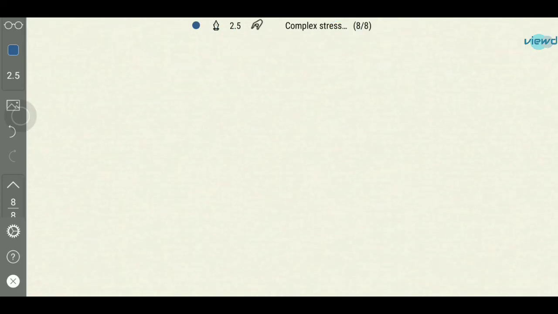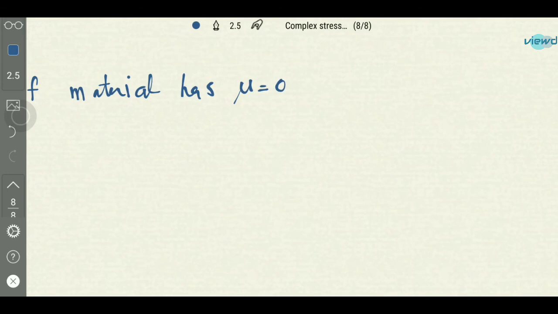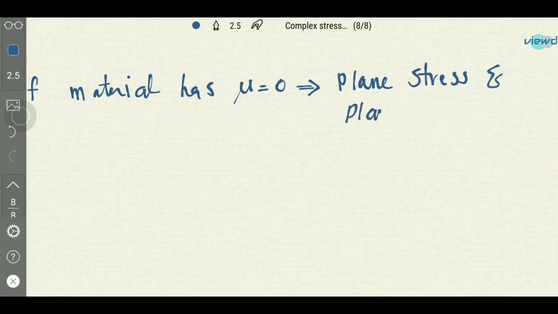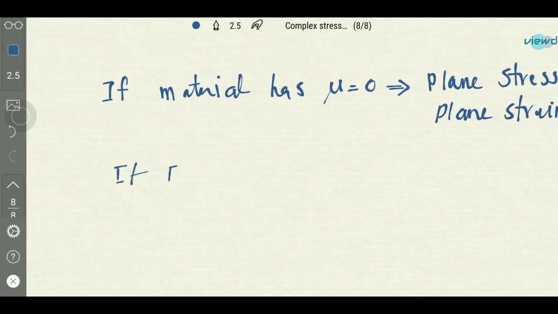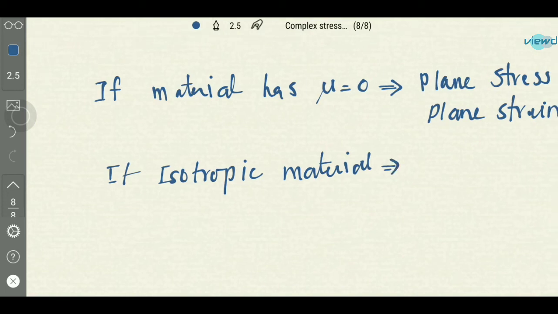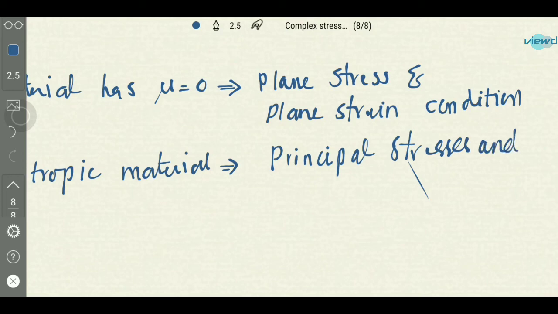And there are two important points in plane stress and plane strain condition. If a material considered has mu equal to 0, like mu will be 0 for cork, then plane stress and plane strain condition can be applicable for both. If there is isotropic material, then principal stresses and principal strains are in the same direction. We are considering it as isotropic, so principal stresses and principal strains will be in the same direction.